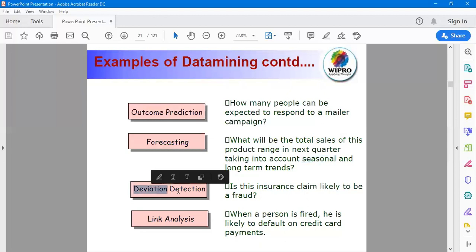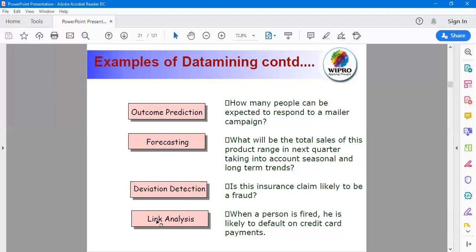Similarly, another type of analysis and pattern mining is deviation detection. An example is: is this insurance claim likely to be a fraud? Such detection of deviations affects your decision making, so you need to take care of it. In any business plan, there are deviations, which sometimes should be ignored, but at times they need to be handled and overcome in serious cases.